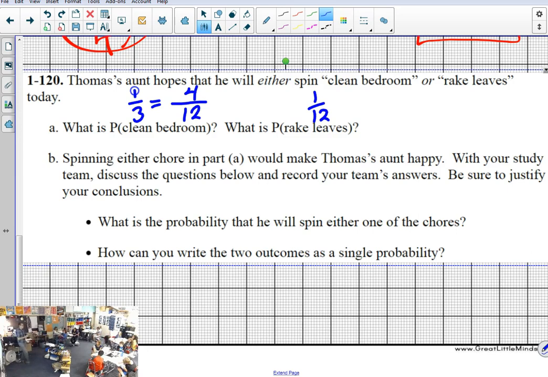Now, his aunt wants him to do either of those. If I tell you I have a 1/2 chance of flipping heads and a 1/2 chance of flipping tails, what's the probability I will flip a heads or tails when I flip my coin? 50%. I said or. I don't care if it's heads or tails, I want either. She doesn't care what chores he does. She wants him to do either of them. So when we don't care what the result is, there are 2 possible results. What happens to our probability? Does it go up or down? It goes up. It gets more likely.